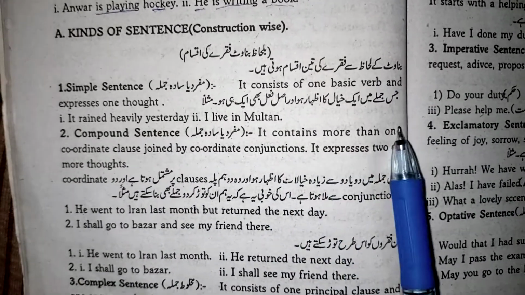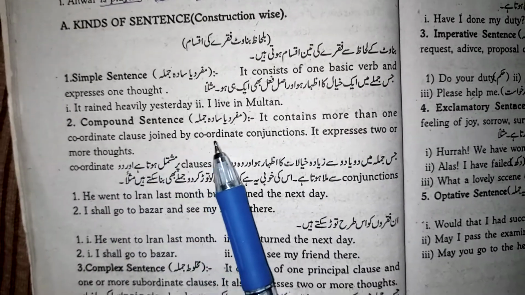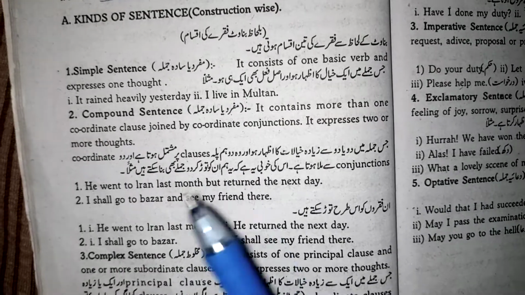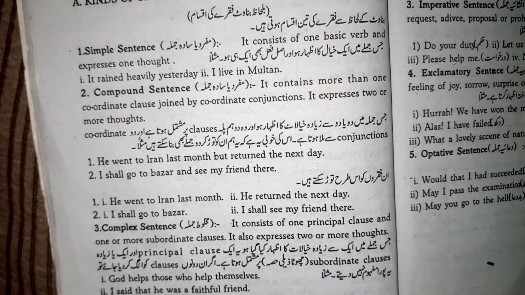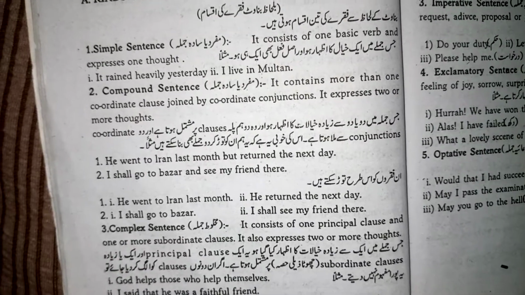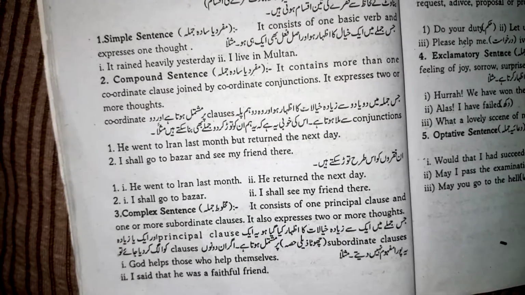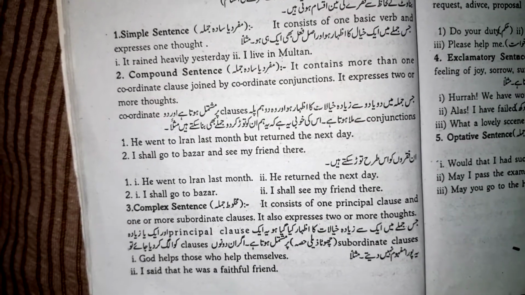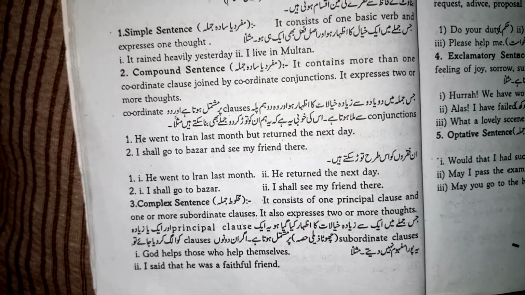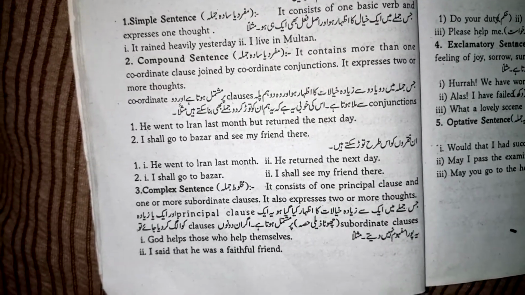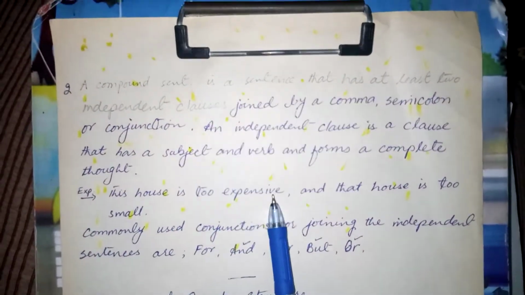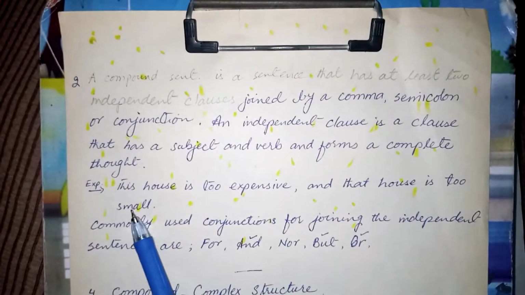The next type is that of the compound sentence. It contains more than one coordinating clause joined by coordinating conjunctions. It expresses two or more thoughts. Dear girls, I tell you that a compound sentence is a sentence that has at least two independent clauses joined by a comma, semicolon, or conjunction. An independent clause is a clause that has a subject and verb and forms a complete thought. And if I give you an example, the example is, this house is too expensive and that house is too small.